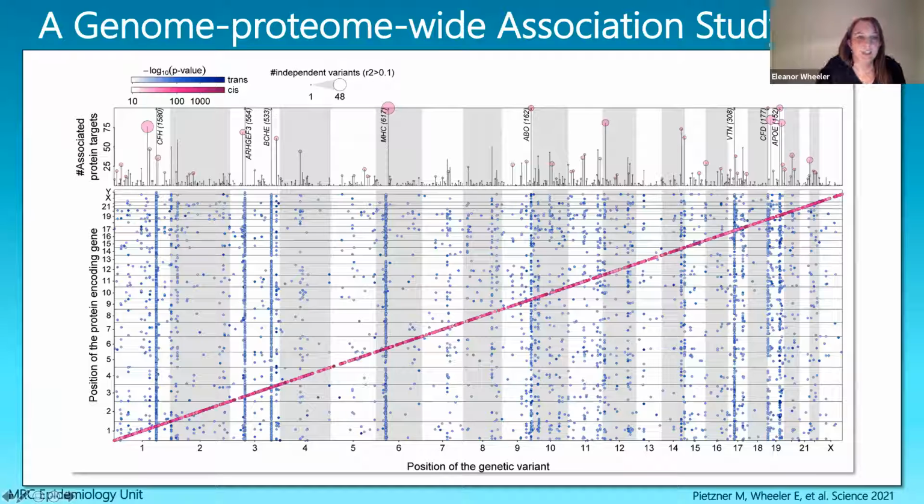And so you can see these here were these sort of vertical lines where you have a genetic variant that's associated with many, many proteins. And actually the point at the top here is very small, so there aren't many independent genetic variants for that locus.